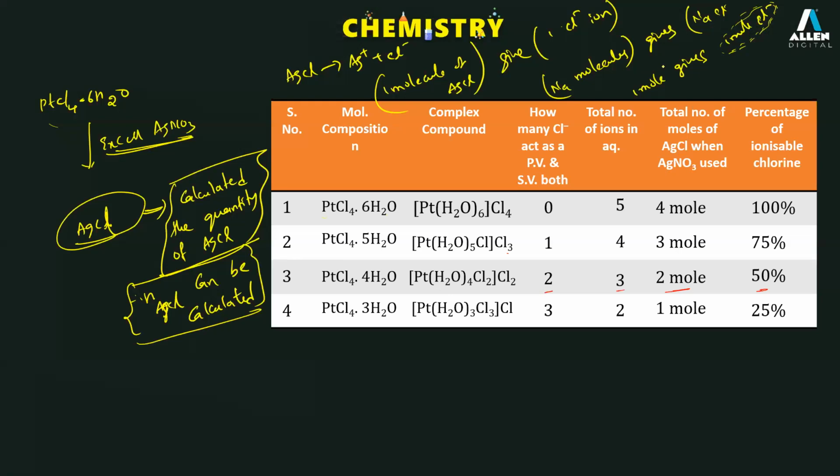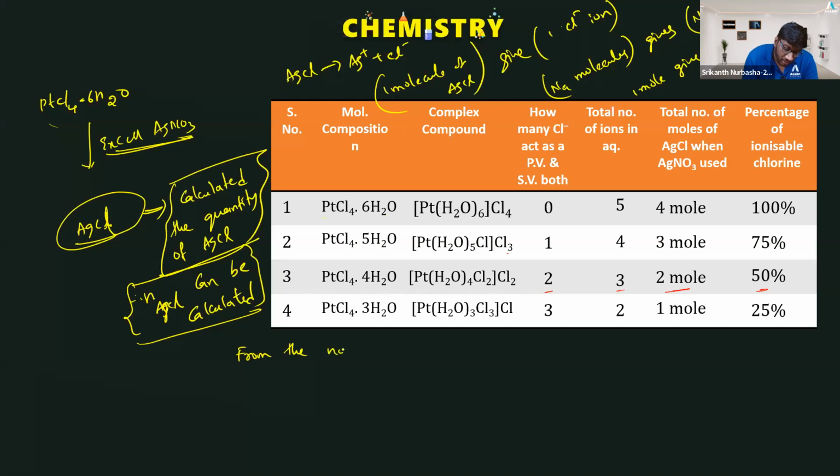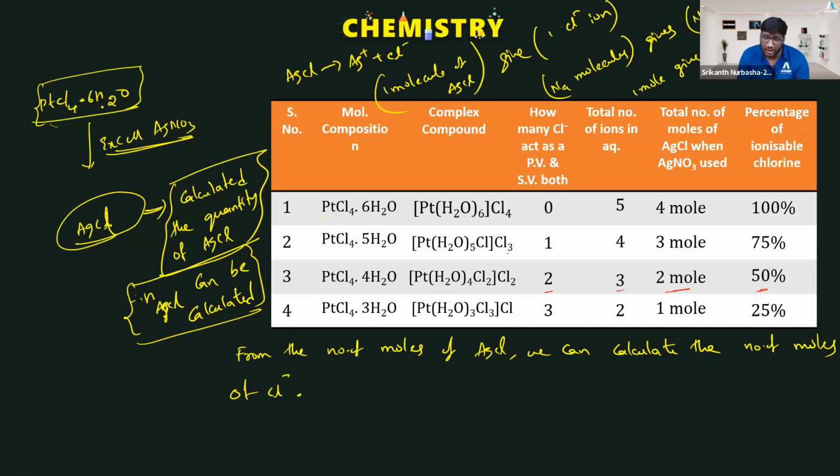Yes. From the number of moles of AgCl, we can calculate the number of moles of Cl minus. And we are actually taking the complex. Yes or no? Whatever complex I am taking, I'll measure how much complex I have taken. Its molecular weight I'll calculate. So complex weight and molecular weight both are known, so the number of moles of complex I know.